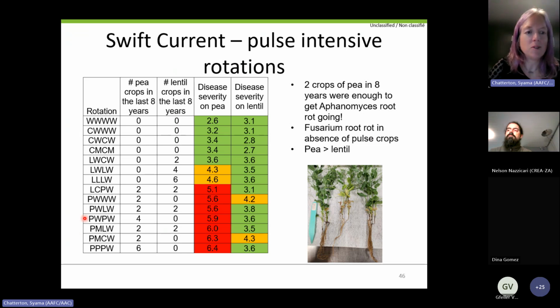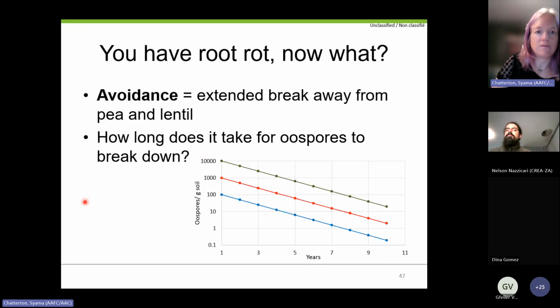Where he had peas, the 2 years of peas, this rotation here was in 2016 and 2020, which are both very wet years. So it just shows how that wetness ties in with that rotation interval. Okay, so the other part of crop rotation for root rot is avoidance. So you have root rot. Now what? Now you have to rotate away from peas and lentils.